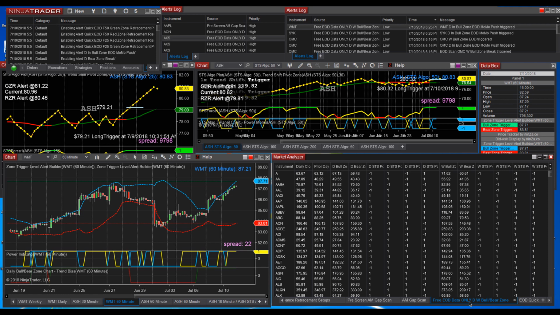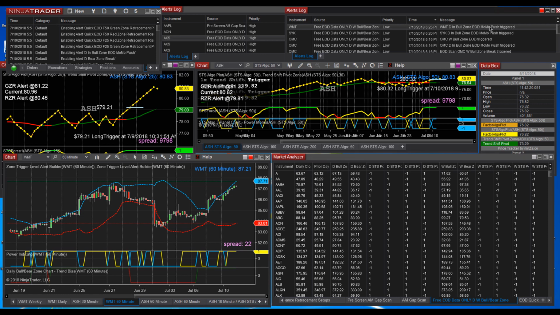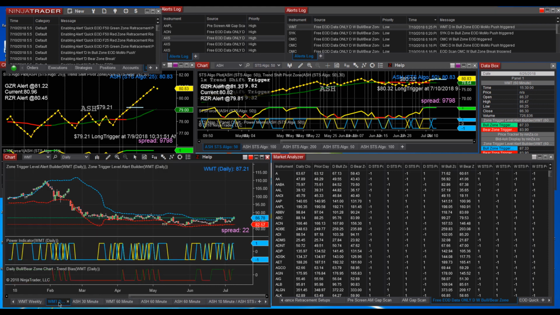I loaded them in here and I got these results. We'll look at a few of them. This one says Walmart daily in bull zone with a Momo push trigger end of day, and that's the chart we're looking at here. And the Momo push means it wasn't a crossover like we look at some other charts where we got the momentum indicator both going long exactly the same time.